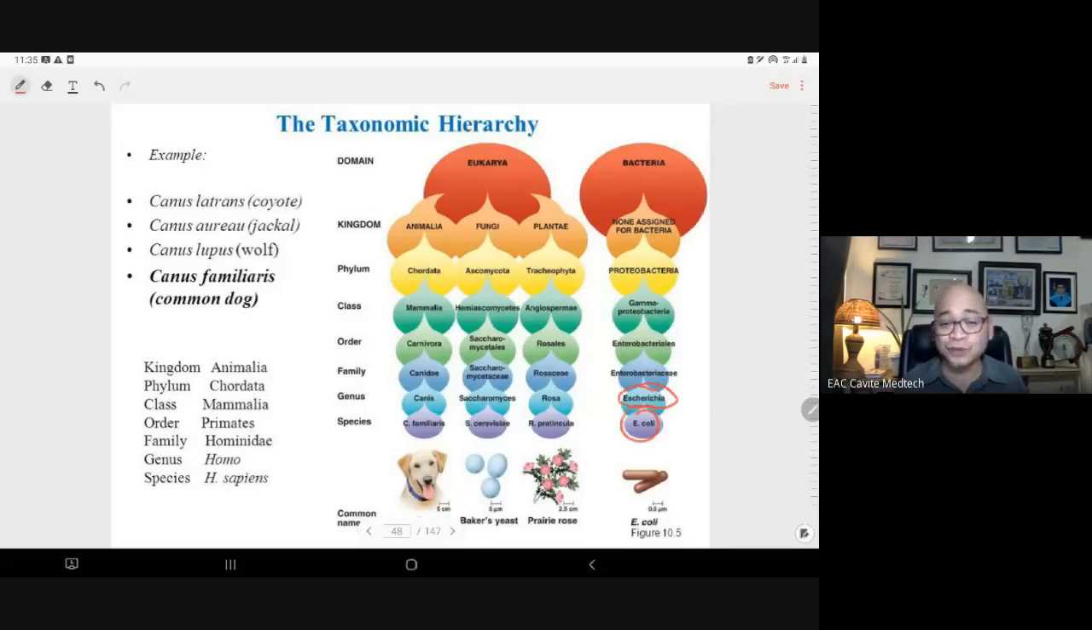Are you referring to Entamoeba coli or are you referring to Escherichia coli? So that's the reason why you have to completely express first the genus before abbreviating it. I hope that's clear.